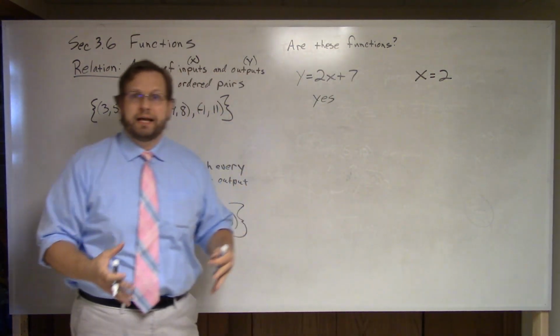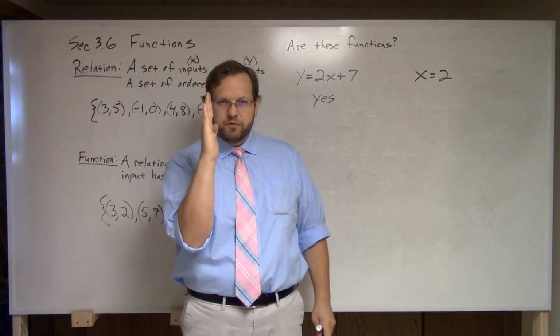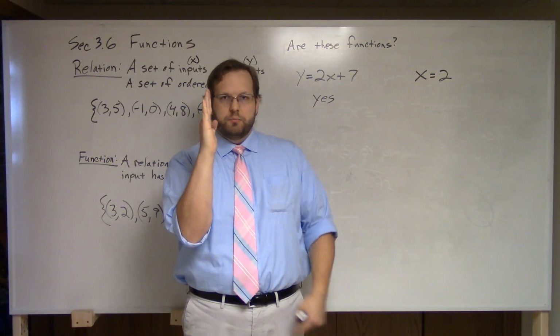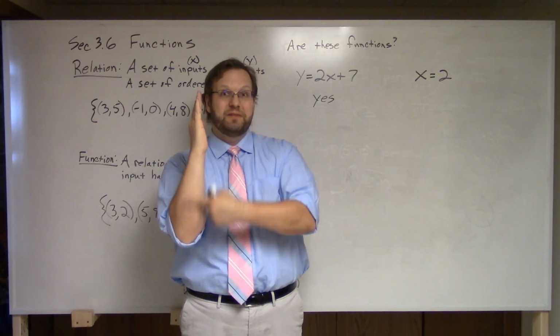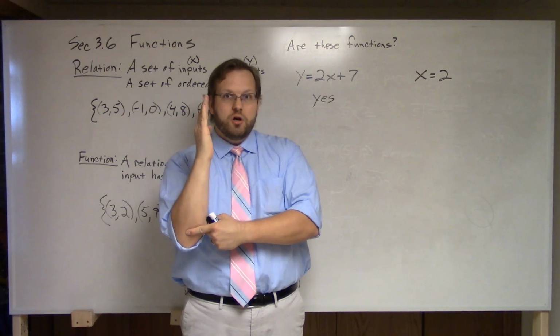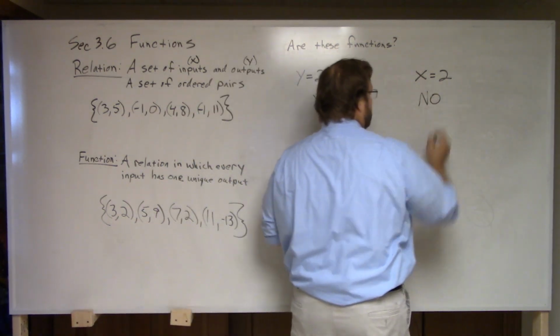What if we have a vertical line itself? Now, if we are graphing a vertical line, would that pass the vertical line test? No, because if I draw a vertical line on top of this, I'm going to intersect that an infinite number of times. So, vertical lines are not functions.